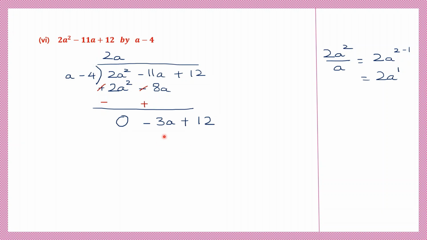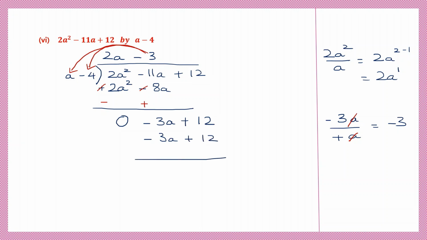Again, take the first term of the dividend divided by the first term of the divisor. So we have minus 3a divided by a. So this is a plus sign. So plus into minus is minus. The number is 3 and the a's get cancelled. So I have only minus 3. Now I need to multiply 3 into the first term of the divisor. 3 into a minus 3 into a is minus 3a. Now I must multiply minus 3 into minus 4. Minus into minus is plus. 3 4s are 12. So the multiplication is over.